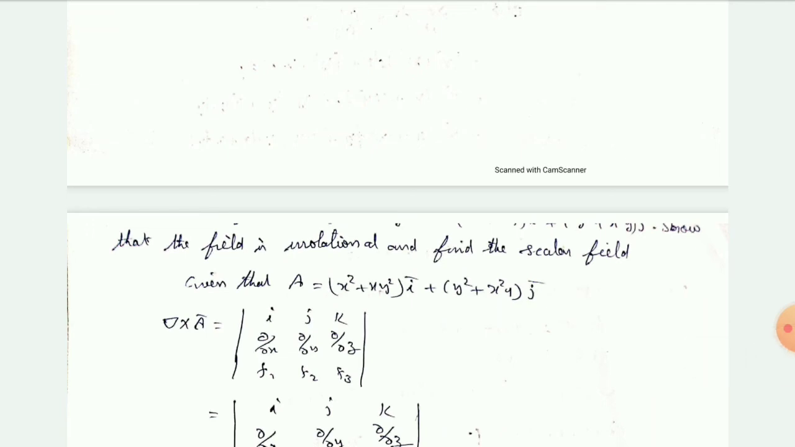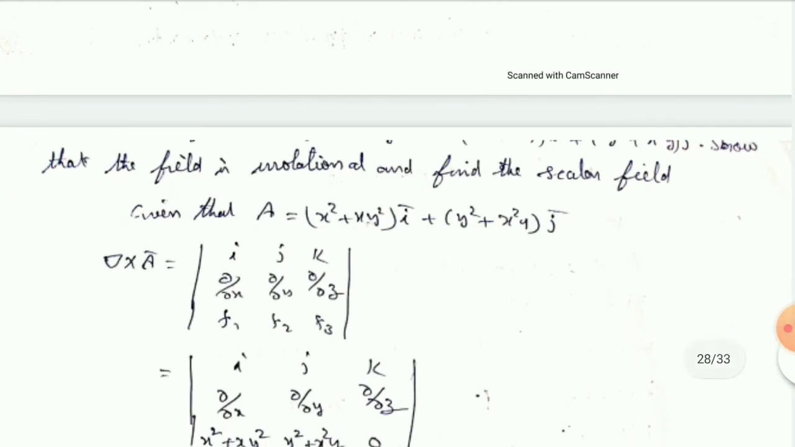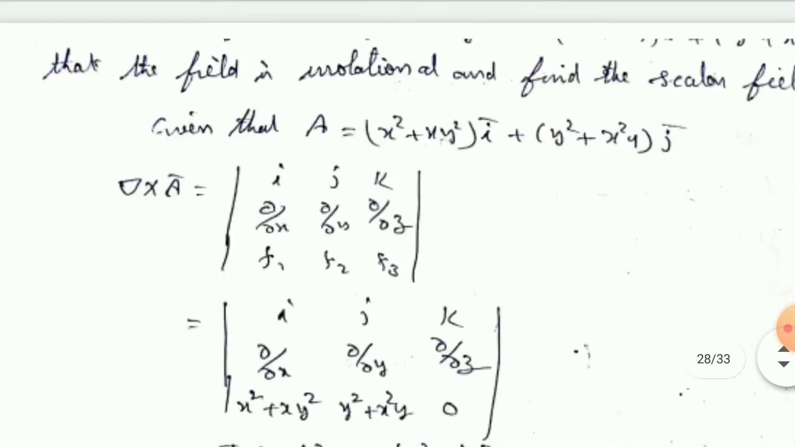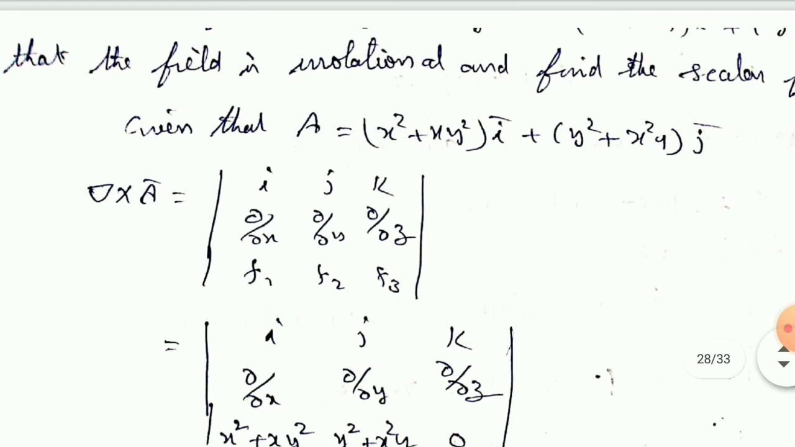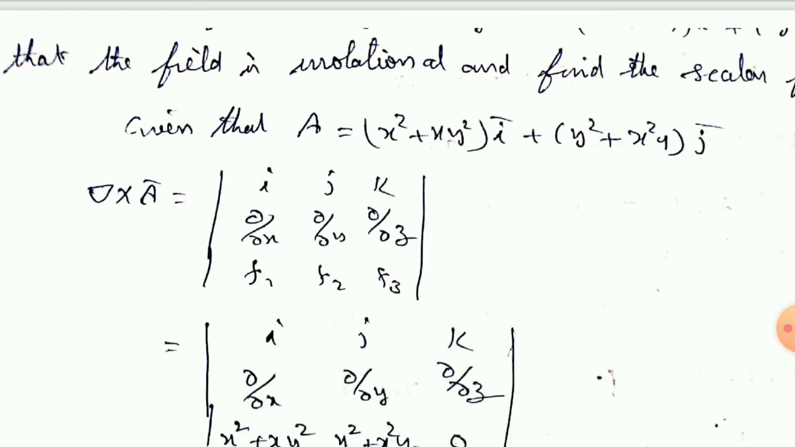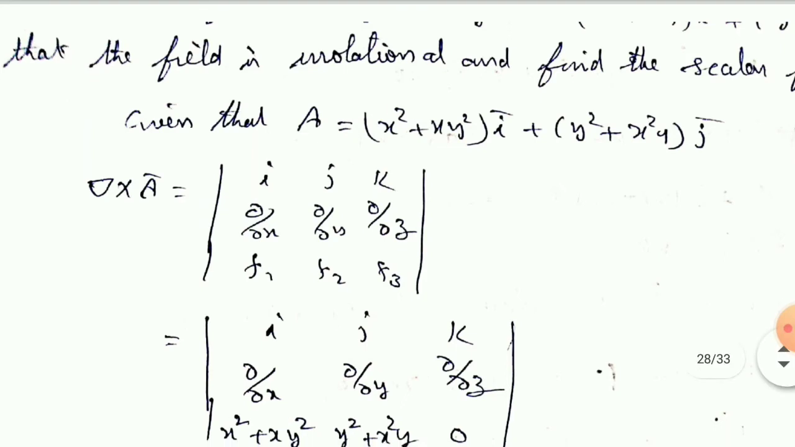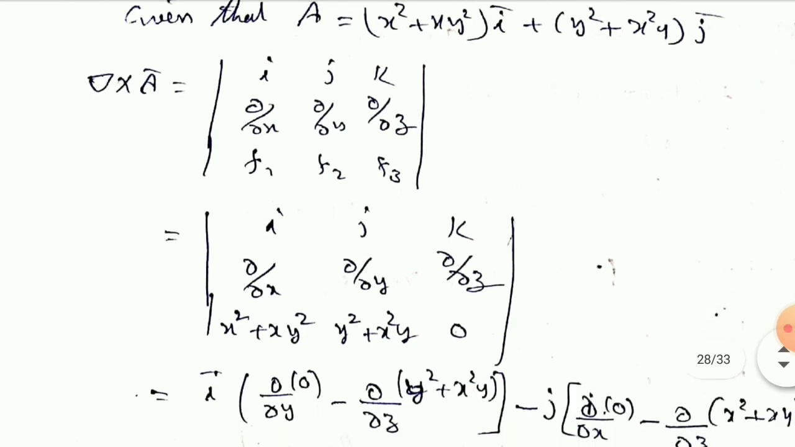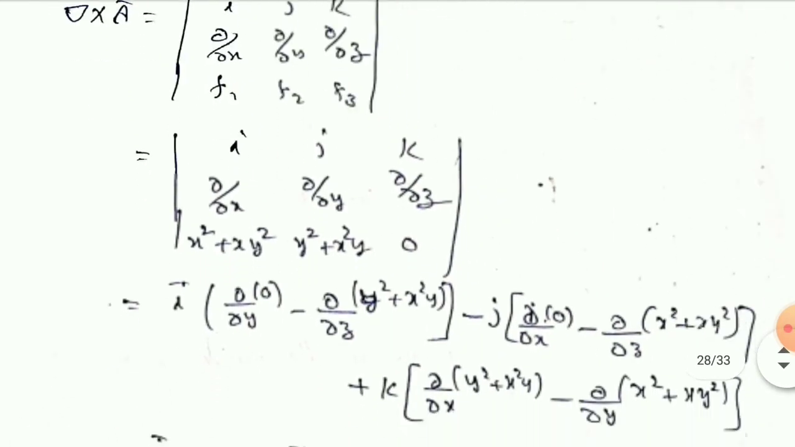It is given that a vector field A bar is x square plus xy square of i plus y square plus x square y of j. Show that the field is irrotational and find its scalar potential. So for the given vector function, in order to say irrotational, you calculate the curl. So curl of A bar is nothing but del cross A bar. The easiest way is the determinant of i, j, k, second row dou by dou x, dou by dou y, dou by dou z, third row the coefficients of i, j, k in your given vector function. So I have substituted and I am calculating the determinant.